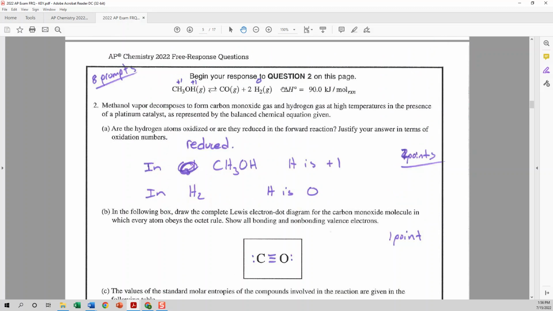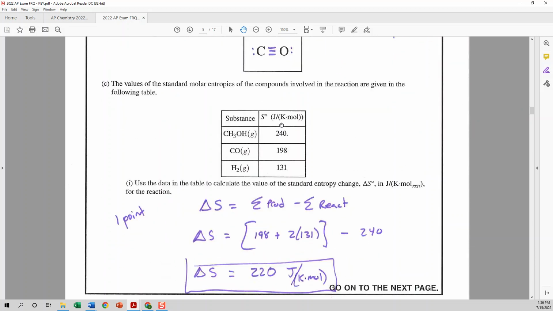So notice this reaction has a delta H value. There's also something called a delta S value. There's also something called a delta G value. There's also an equilibrium constant, which we'll get to in a little bit. So there's all these different things. And this one's pretty easy. This is just plug and chug into the equation. And this equation is on your formula sheet.